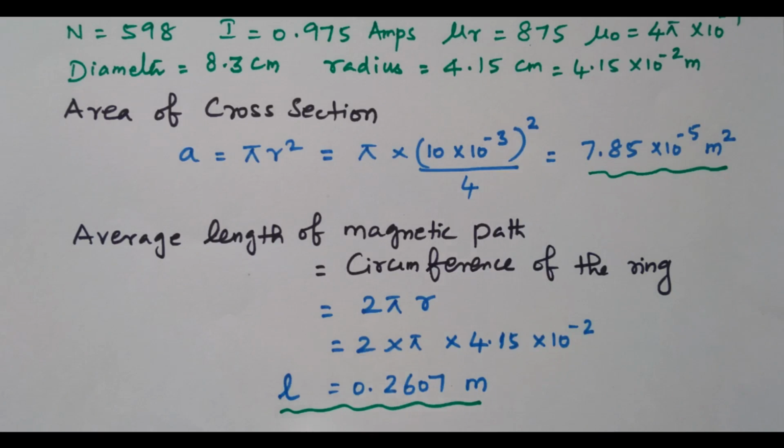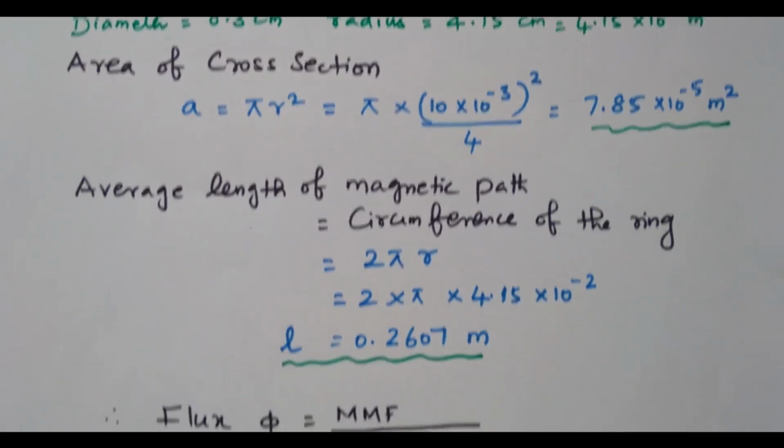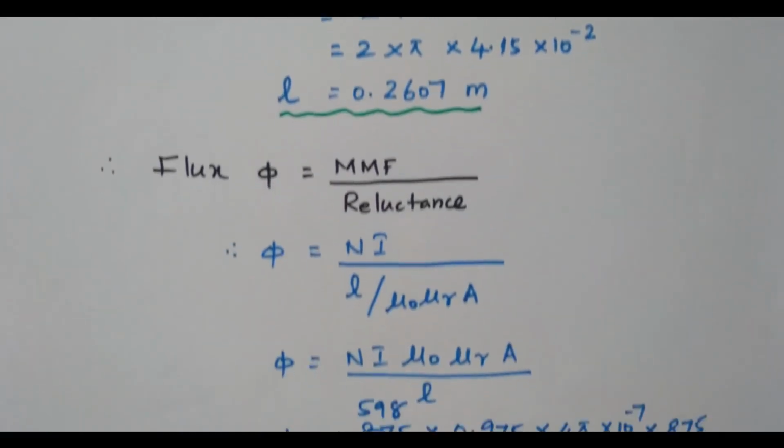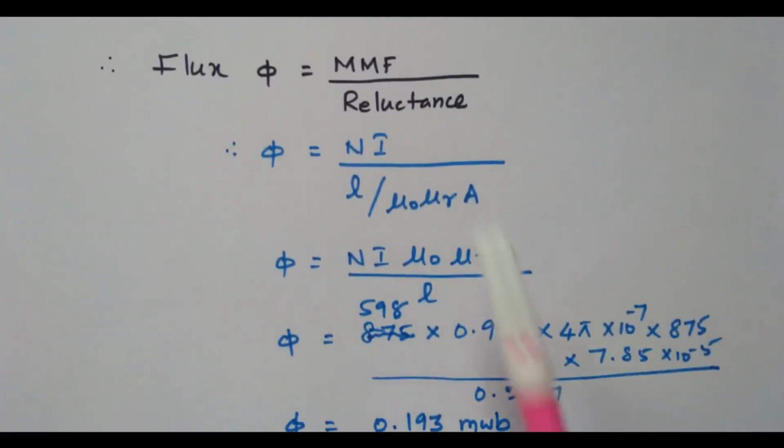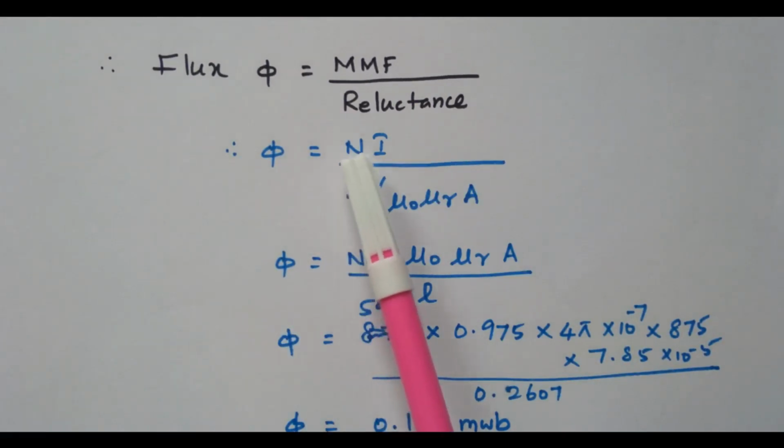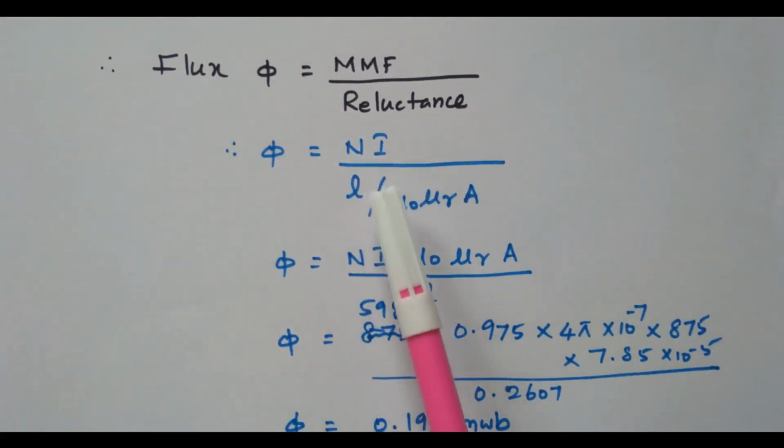So by simplifying this, we got L equal to 0.267 meter. The length of the magnetic path is calculated. Now from that we can easily calculate the flux available in the magnetic path. Flux equal to mmf divided by reluctance. The mmf is nothing but N into I. Reluctance we can write as L divided by mu naught mu r into A.